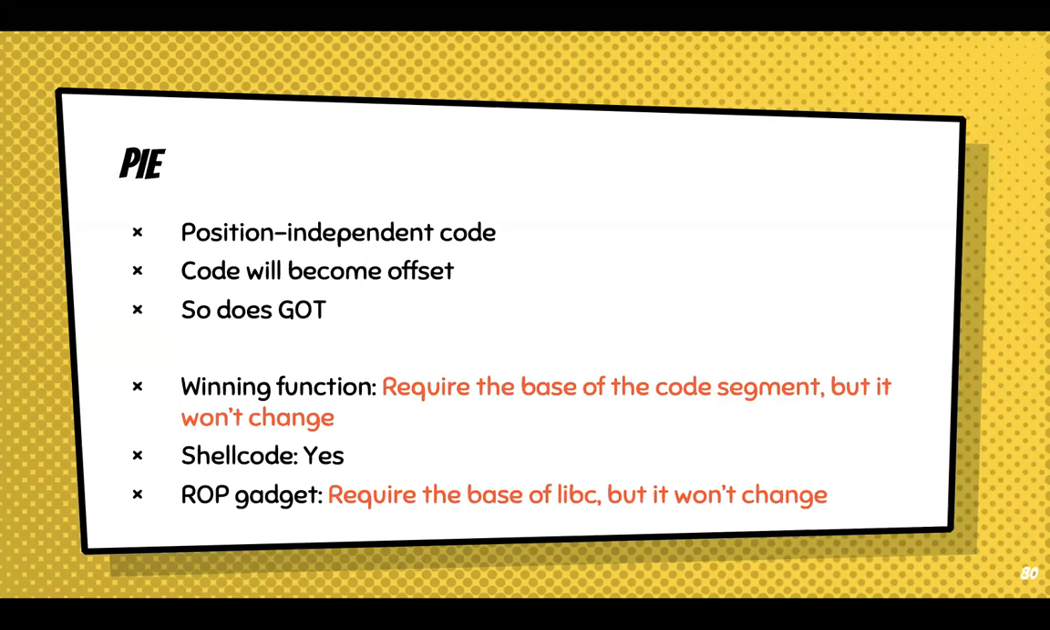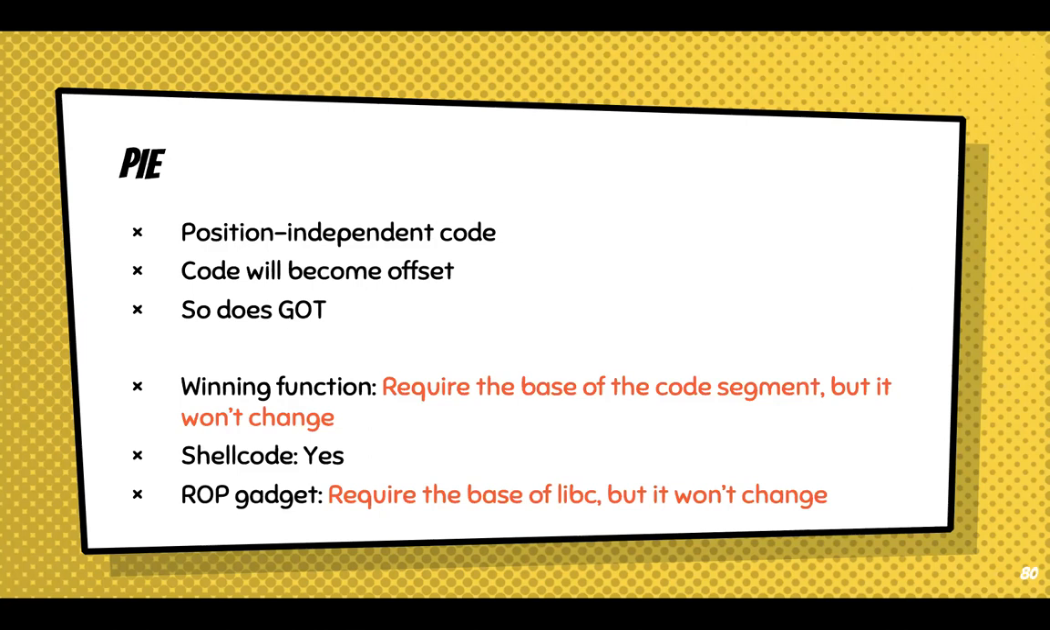All right, and then next is PI, position independent execution. When PI is enabled, all the code is position independent. That means the code will only have an offset to the base, and the base is unknown. So you need to be able to get the value of the base address of the code when the code is loaded.